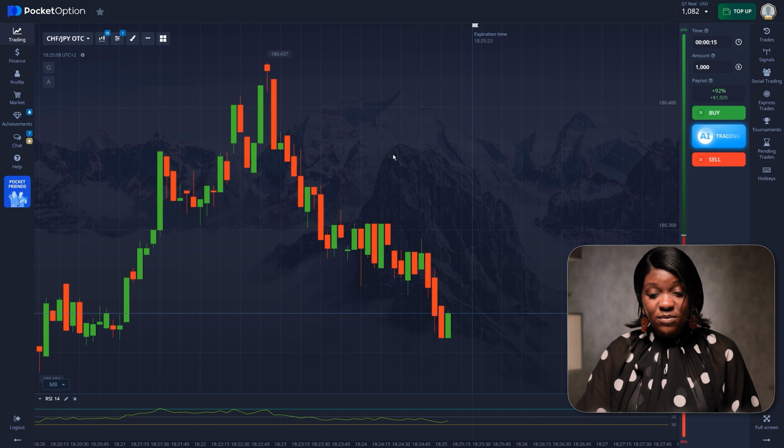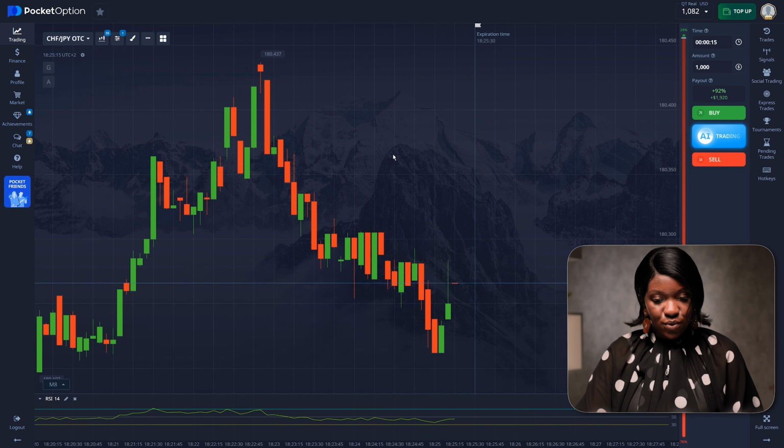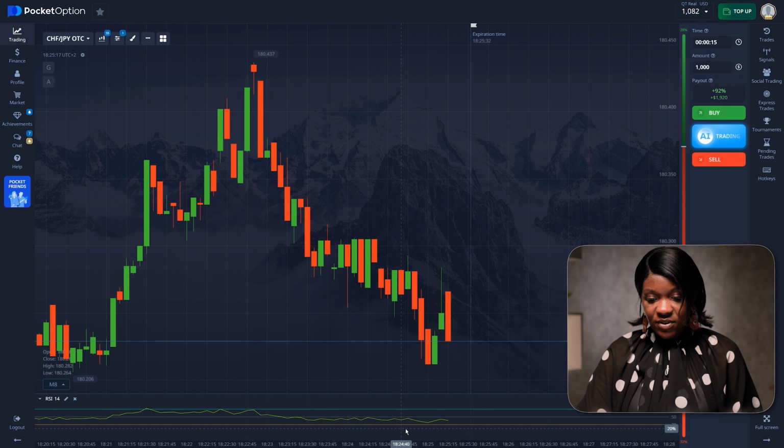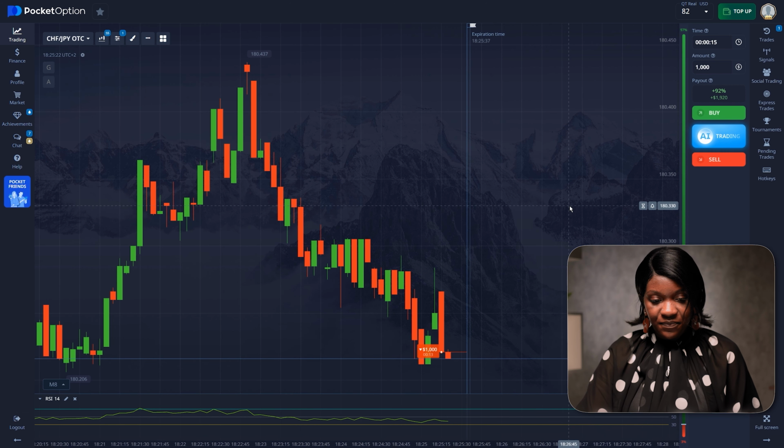The downward movement is more distinct compared to the previous variant, and the indicator is not in the oversold zone. Because of this, I open a position down and wait for the expiration time.